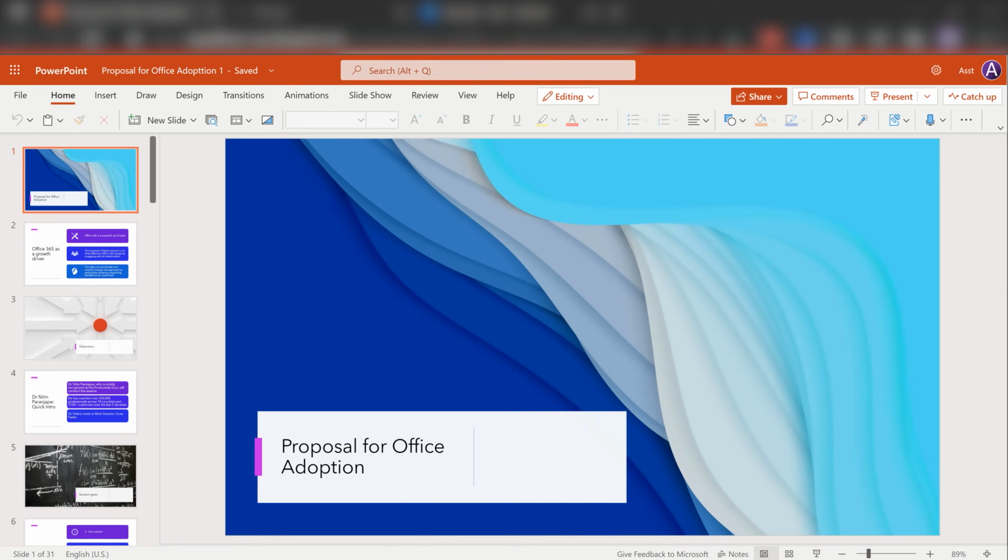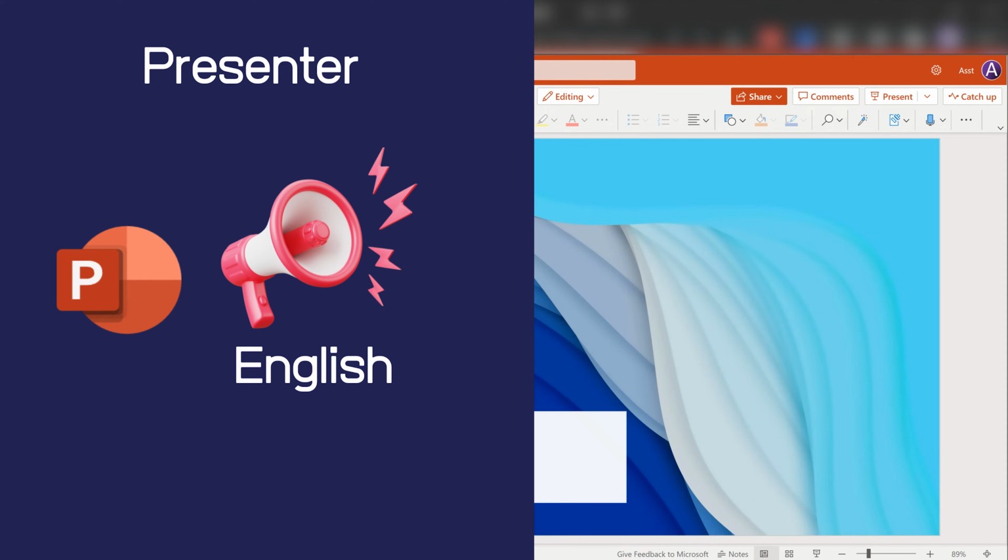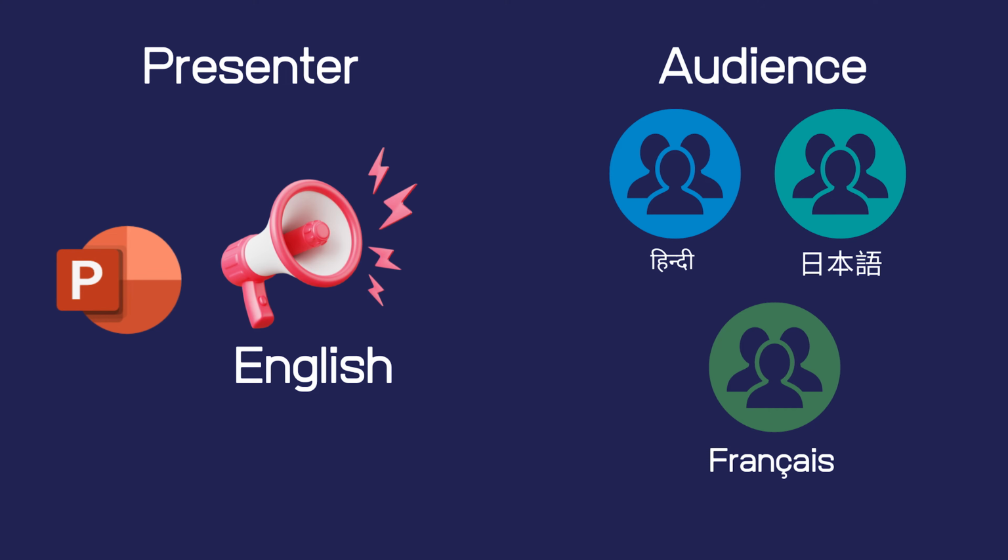The problem is, I am presenting to a large audience and they don't understand my language at all. In fact, my audience understands three completely different languages. How do I manage? Sounds impossible, isn't it? No, this is not impossible.